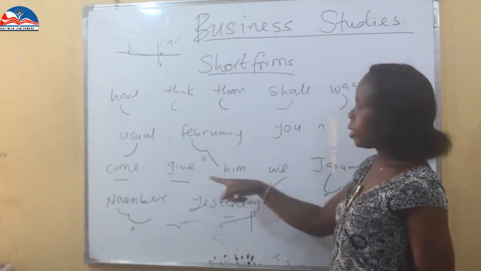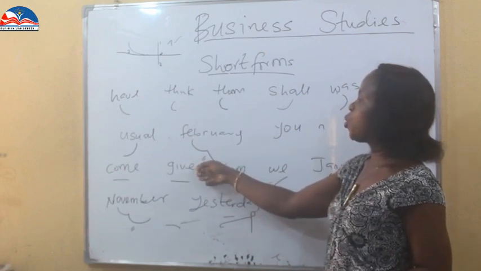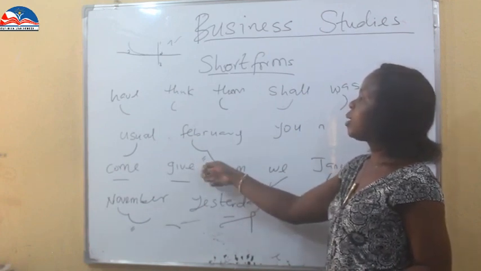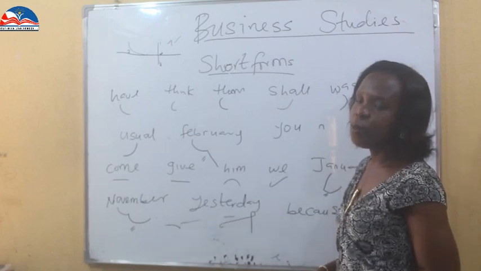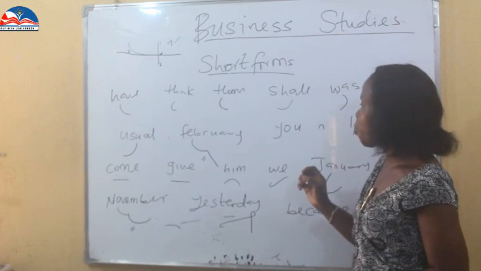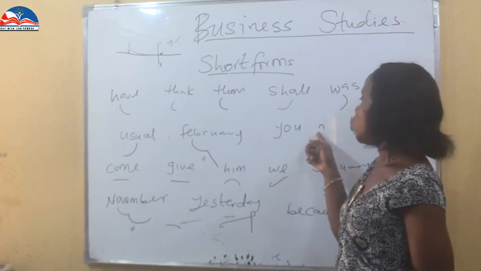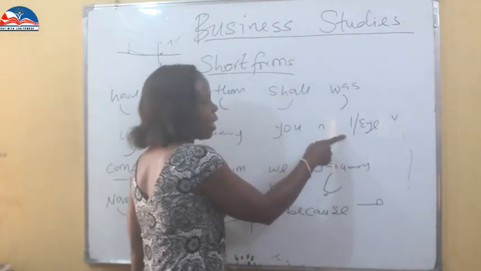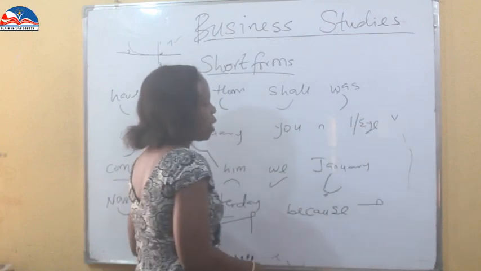and the R curve. Then you will always have this sign letting you know that, look, this is the month of the year. You have a short form this way. We have I, a short form this way.